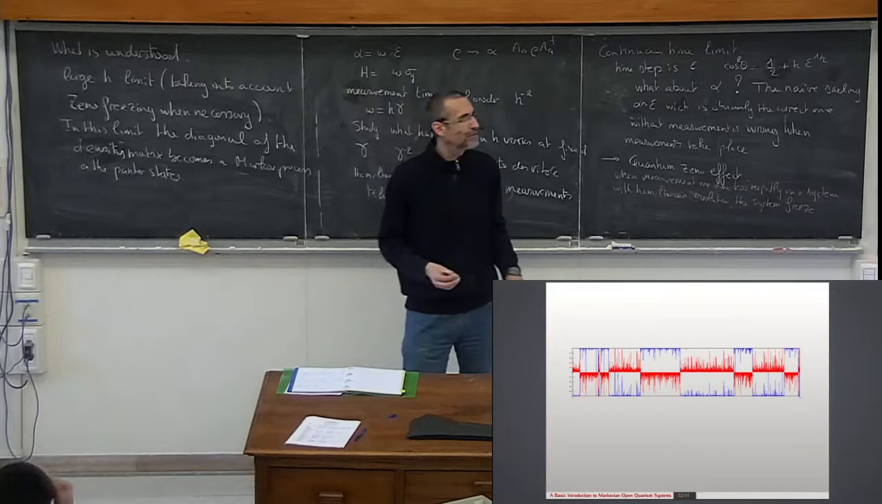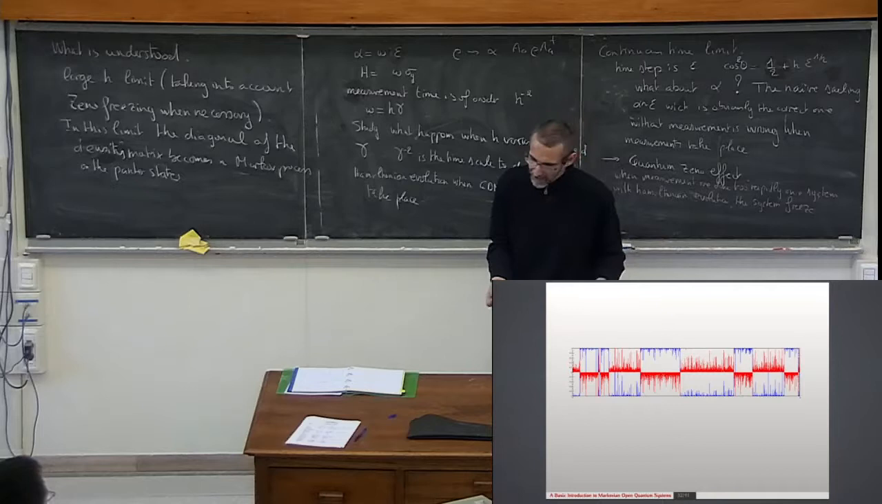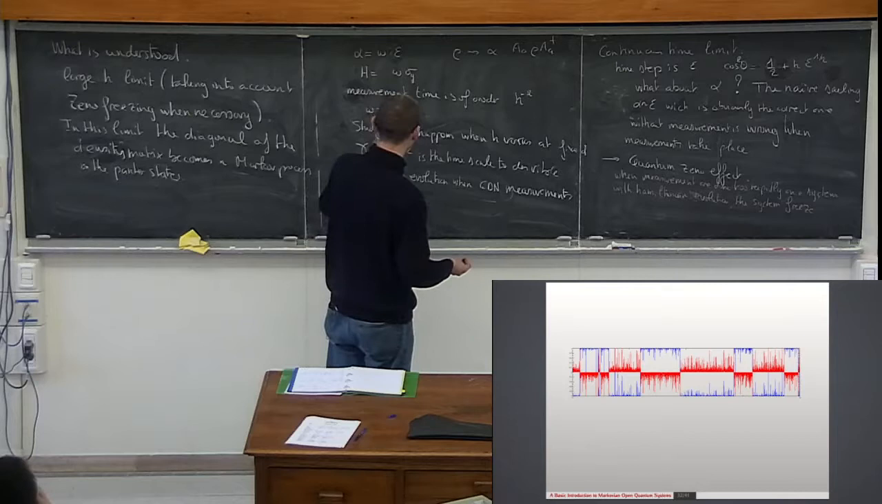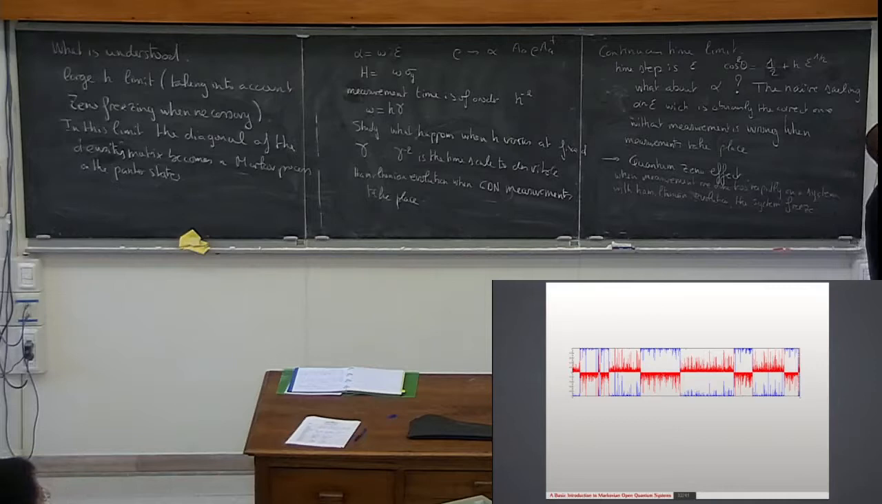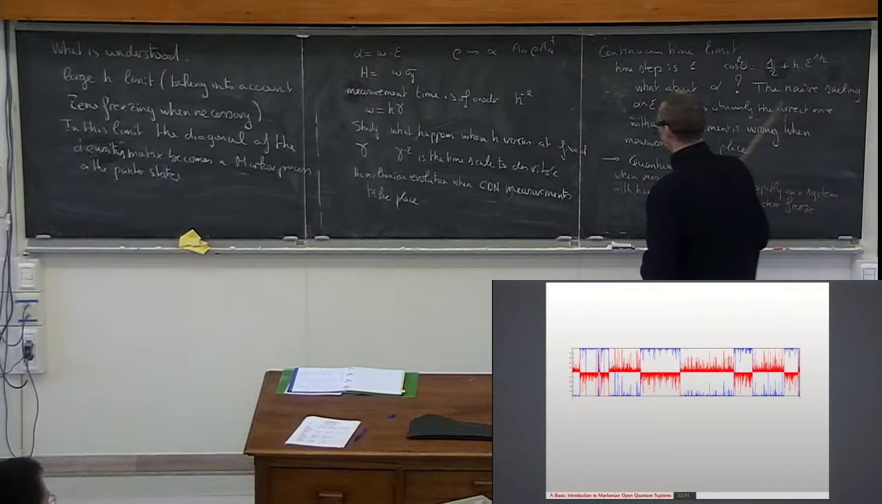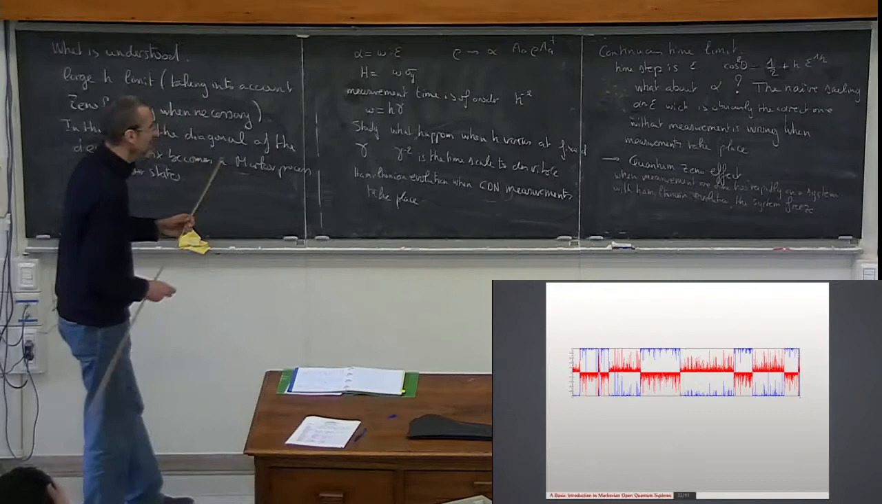You can even compute analytically from the parameters of the model what the jump rates are. For instance, in this very simple case of Hamiltonian Rabi oscillations and non-demolition measurements, the right time scale is gamma, and the time you have to wait to go from plus one to minus one, or from minus one to plus one, is the same, and is dictated by gamma to the minus two. So really, gamma is the right time scale in the system.